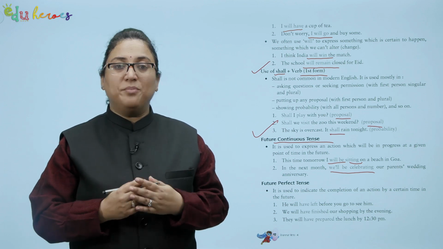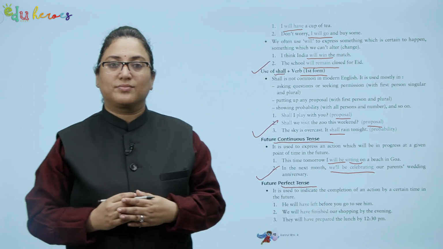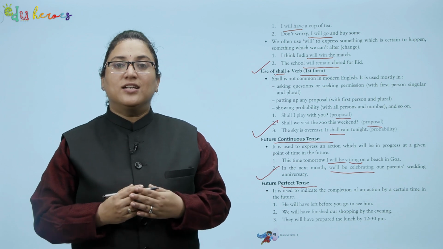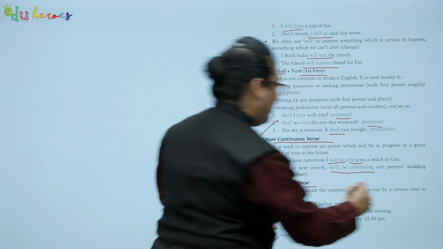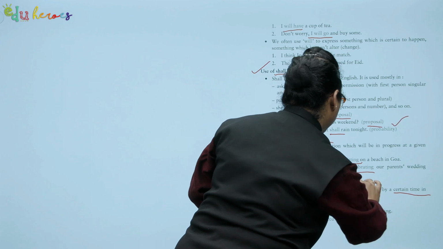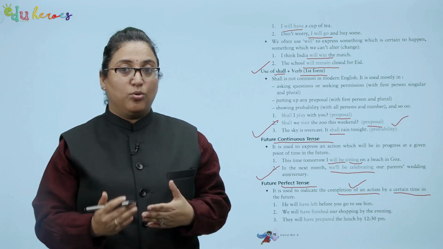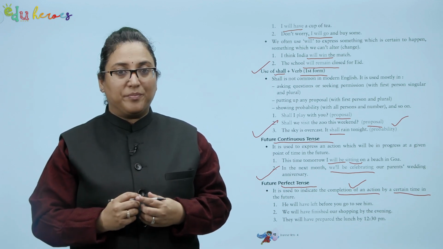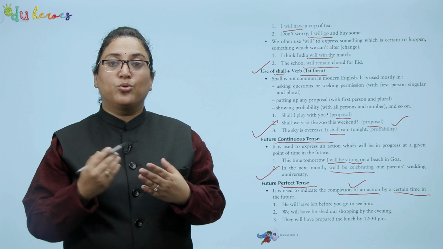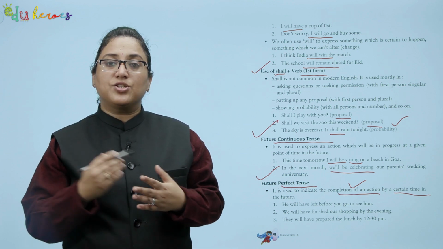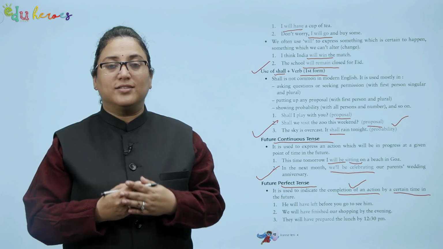Next is future perfect tense. Children, it is used to indicate the completion of an action by a certain time in the future. So our keywords are certain time and completion. मतलब जो एक्शन है वो कंप्लीट होगा फ्यूचर में एक पर्टिकुलर टाइम पर. Let's study the examples. He will have left before you go to see him. We will have finished our shopping by the evening. They will have prepared the lunch by 12:30 p.m.